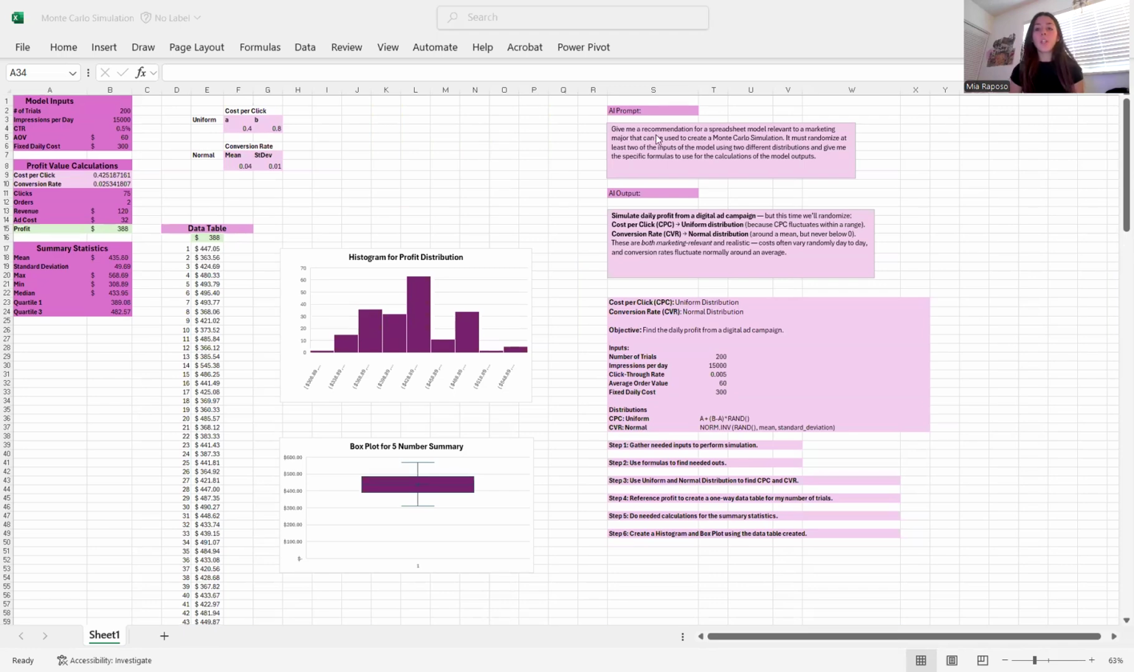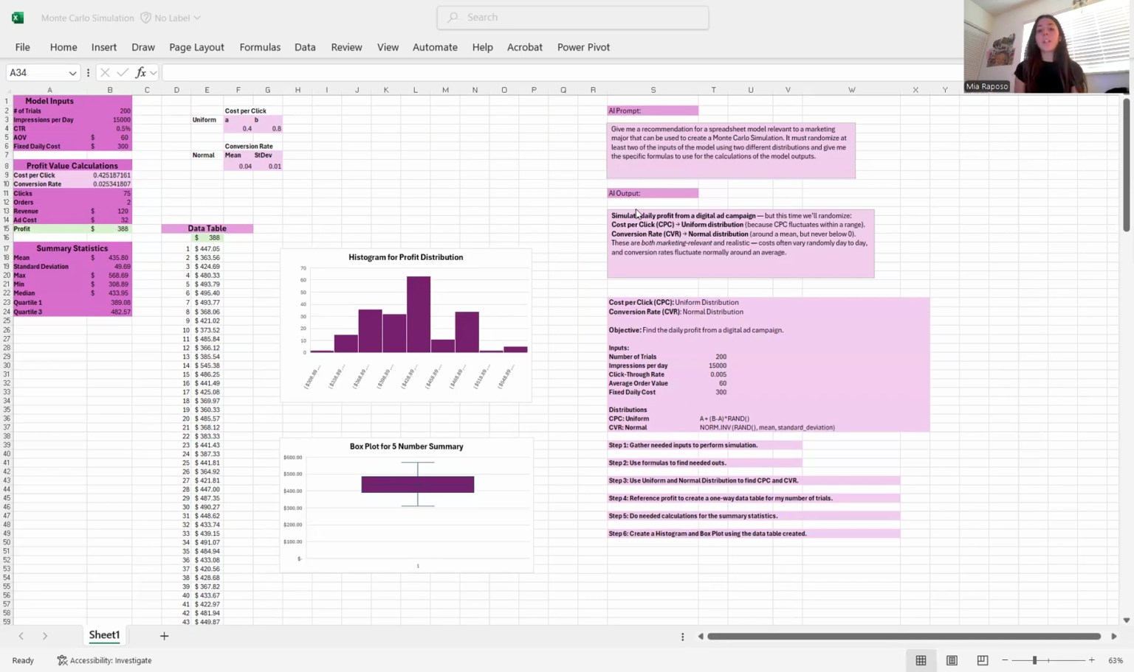I chose to do an AI prompt that relates to my marketing major. Basically, I just asked for recommendations for a spreadsheet model relevant to a marketing major that can be used to create a Monte Carlo simulation. It must randomize at least two of the inputs of the model using two different distributions and give me the specific formulas to use for the calculations of the model's outputs.